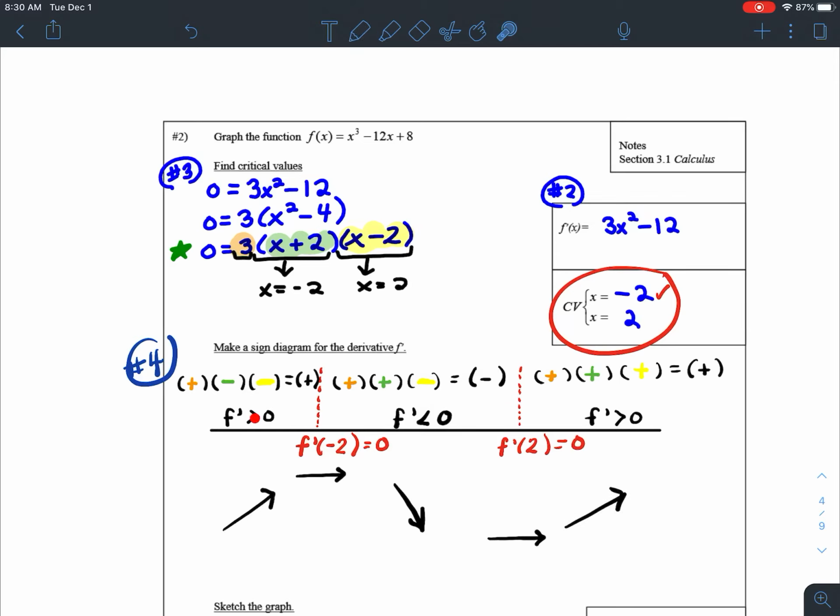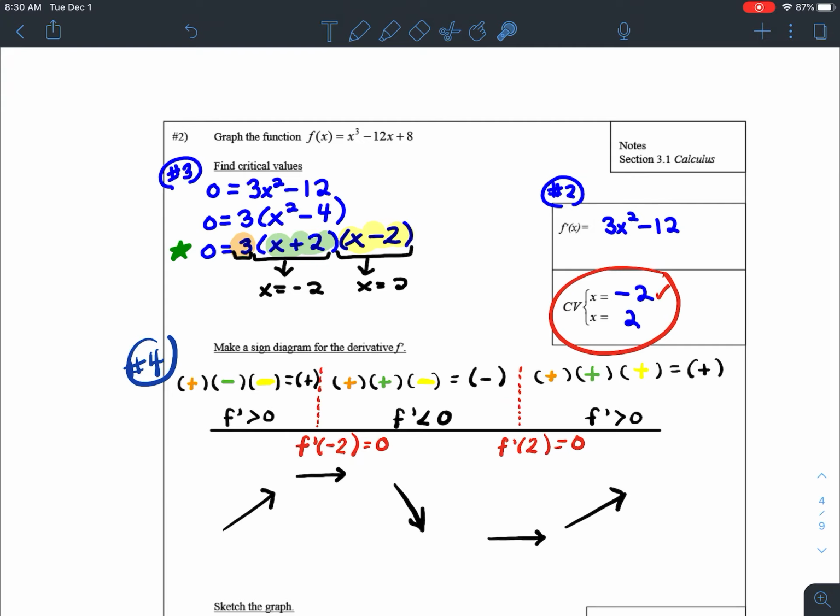Now, if you're wondering, is it always just going to alternate back and forth, positive, negative? That is not always true. It can be positive on one side, positive on the other side. And we'll learn more about that a little bit in this section and definitely more in the next section here.